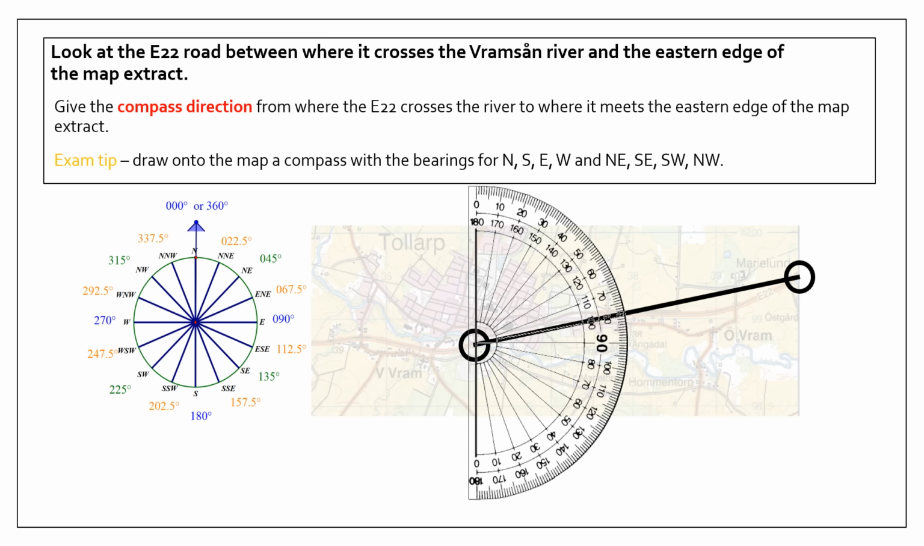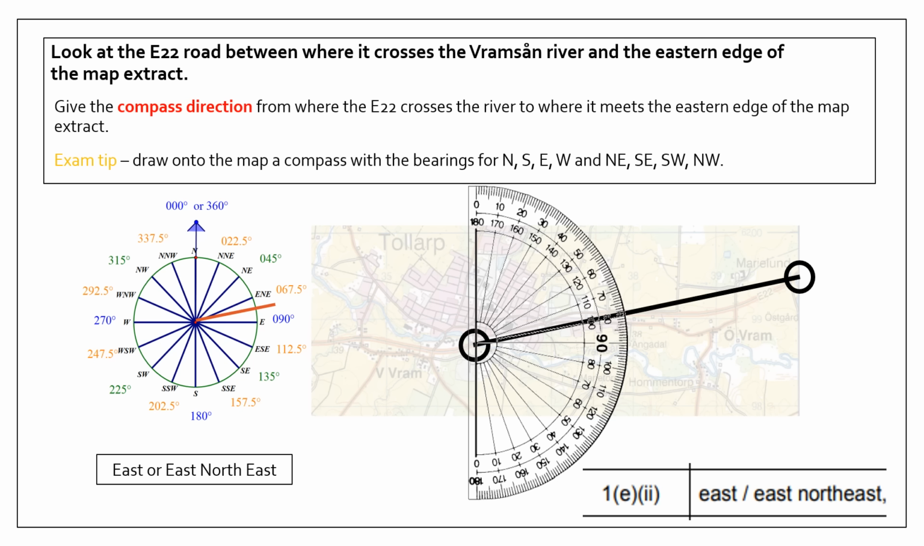So if I get my protractor and I measure the bearing, here it's about 79 degrees. I put it onto my rough compass, and so I know I have to go not quite east, something like east northeast or east. Okay, so I can write that down, east or east northeast. Remember, choose an answer.